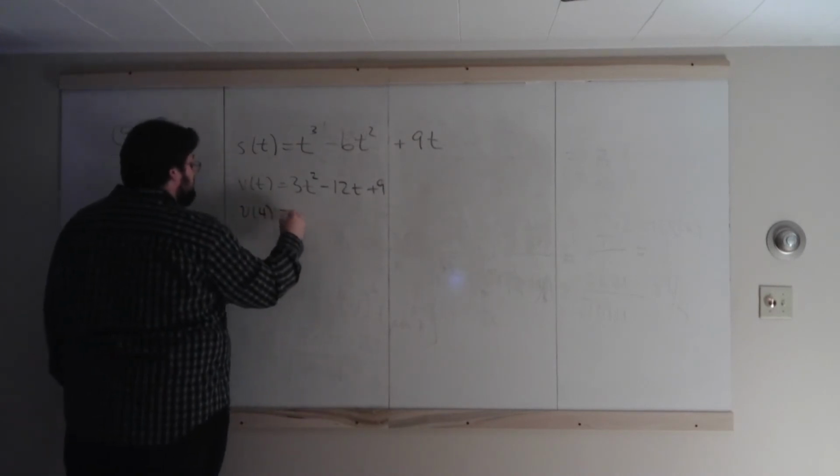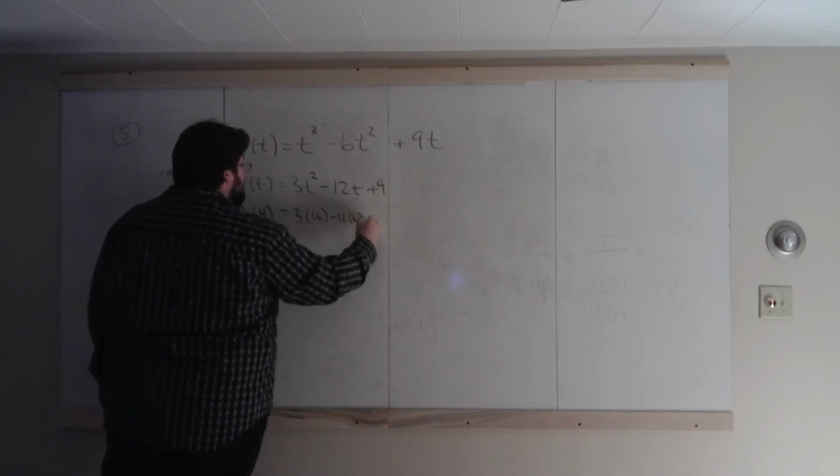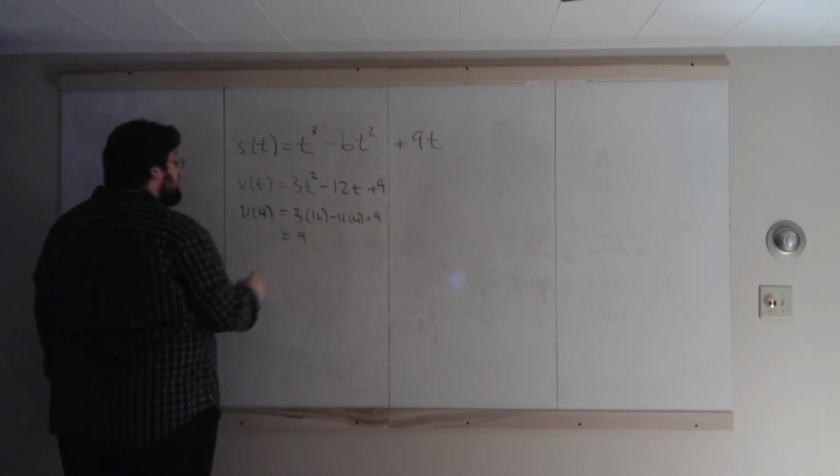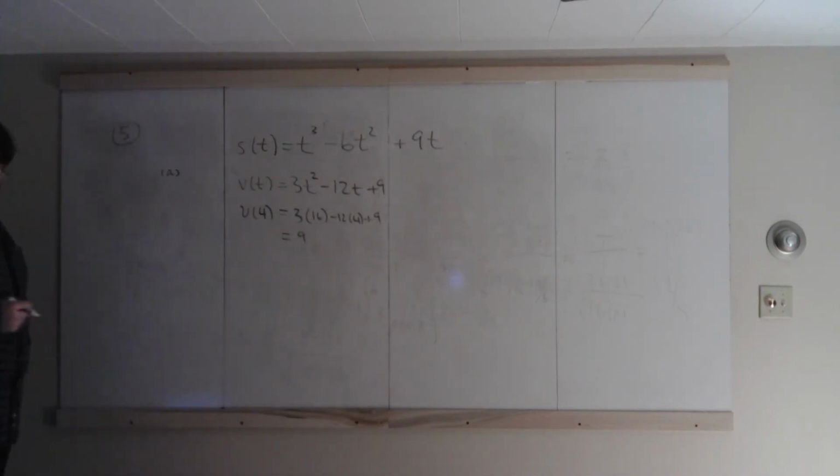Part A says, what is the velocity at 4? So we need to substitute 4. 3 times 16, negative 12 times 4, plus 9. And that equals 9 because 48 minus 48. Feet per second. I'll just say it's 4.